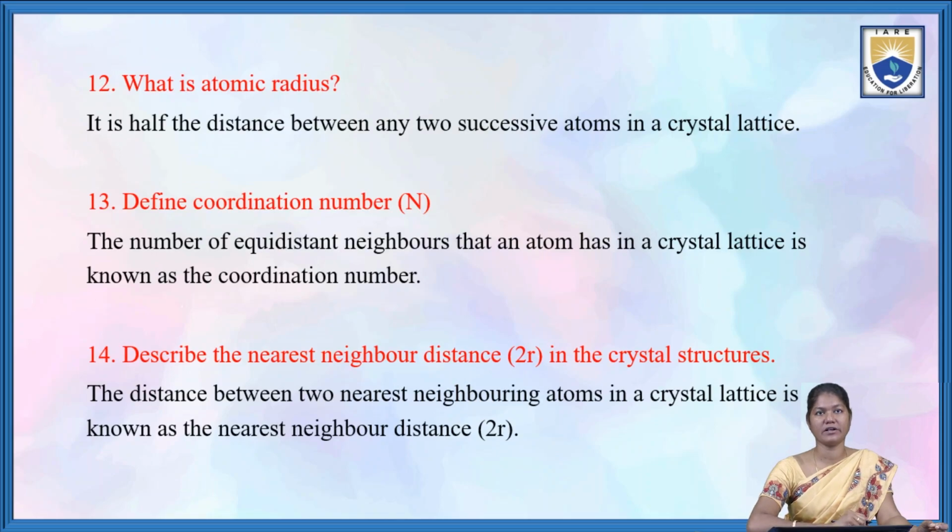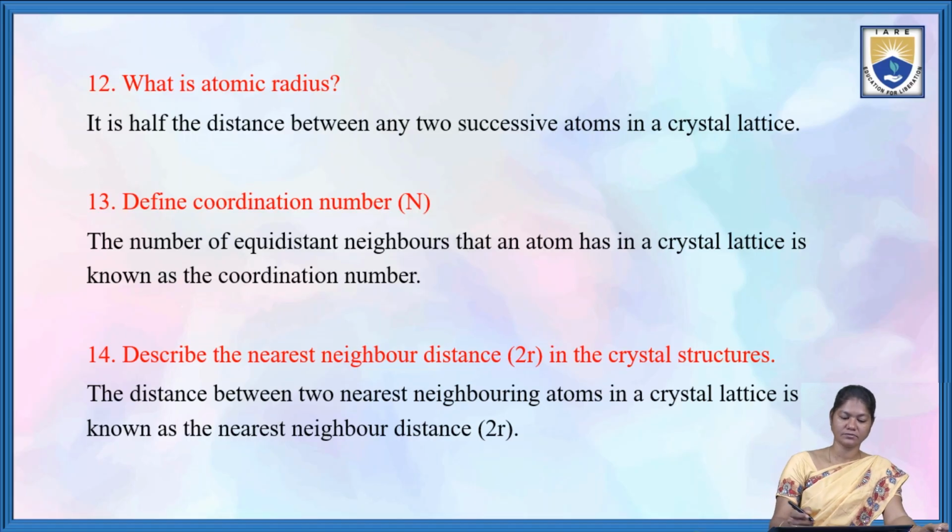What is atomic radius? Atomic radius is defined as half of the distance between any successive atoms in a crystal lattice. So, it is half the distance between any two successive atoms in a crystal.